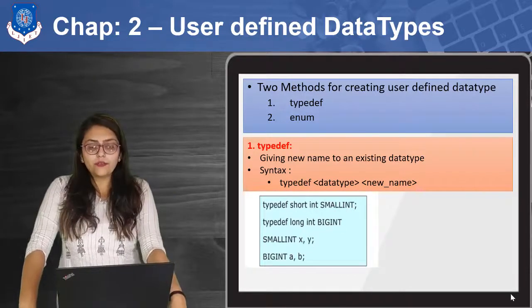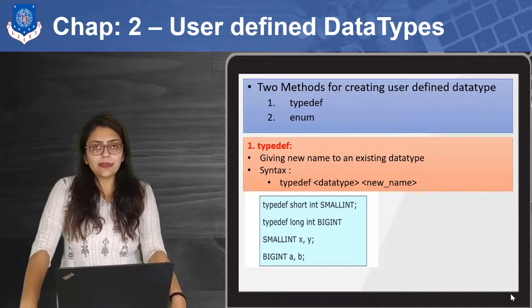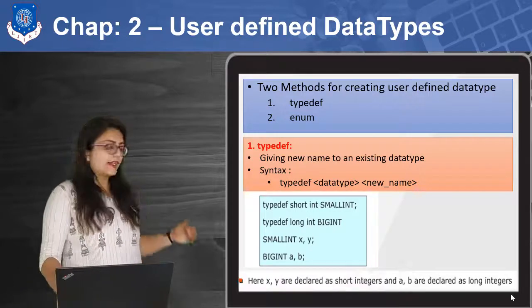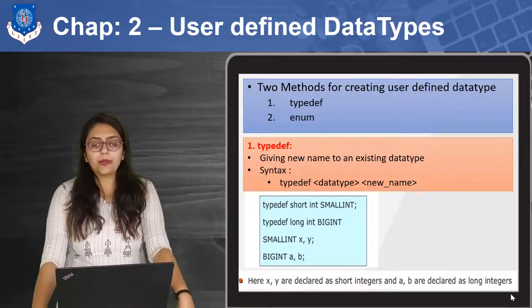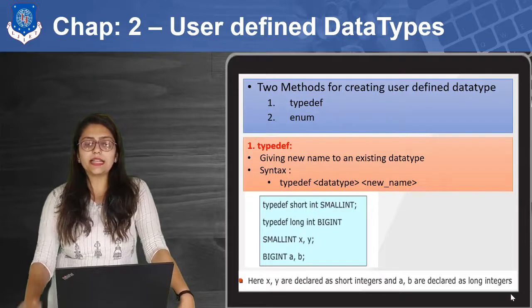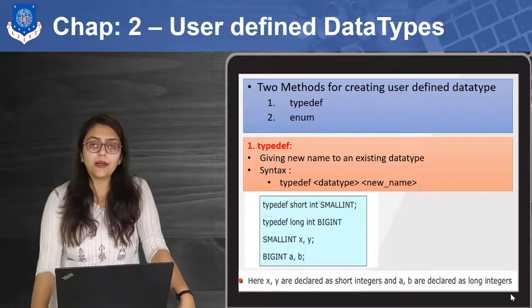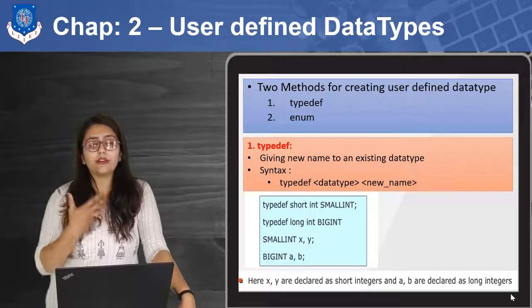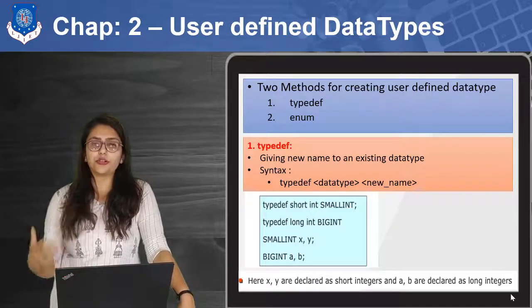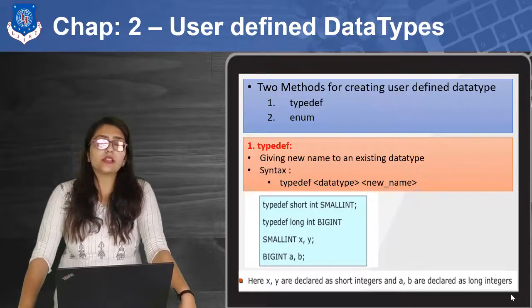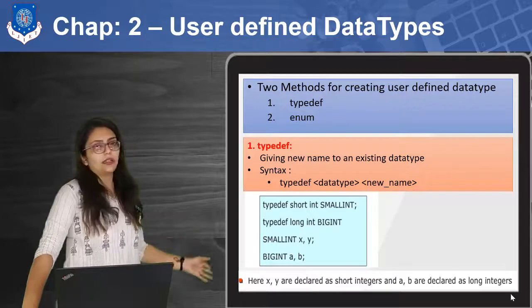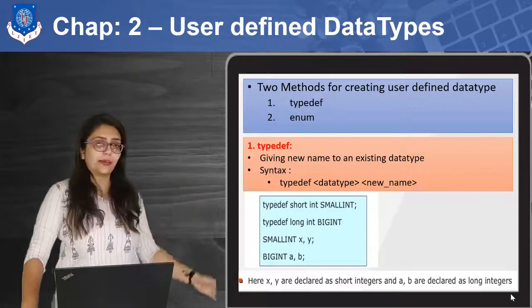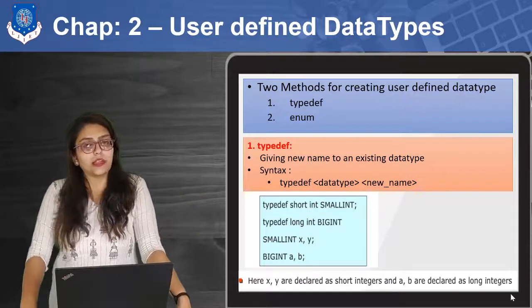Now if you are writing SmallInt x, y, that means x and y have the data type SmallInt, and if you are writing BigInt a, b, that means a and b have the data type BigInt. So this is how you can define your own data type. Basically we are not going to use typedef in our programs. This is not for practical implementation, but you have to remember the theory.